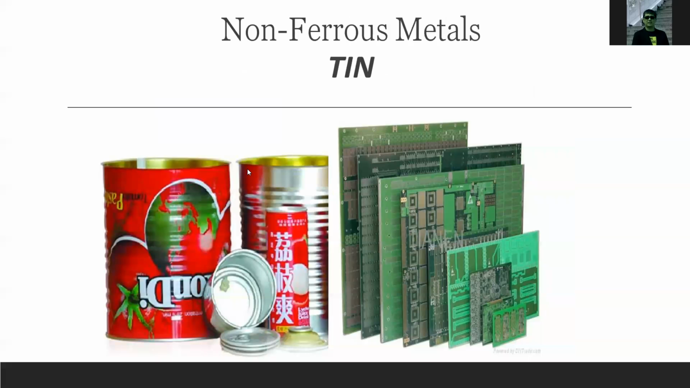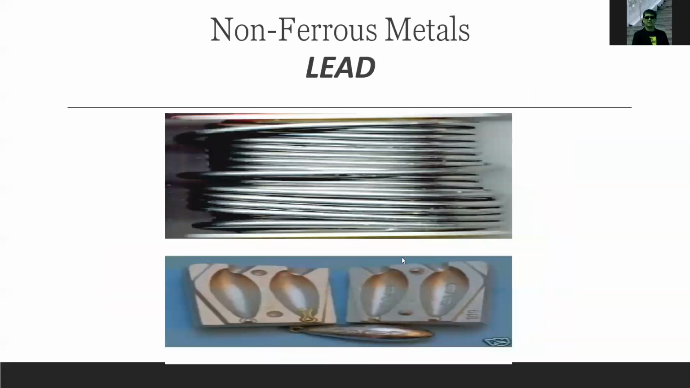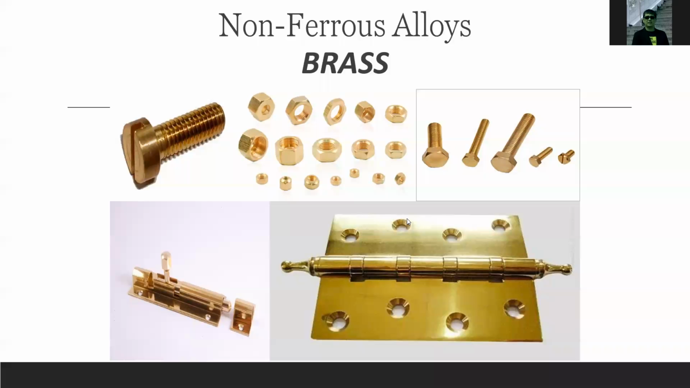Another type of non-ferrous material is tin, which is used for the PCBs and for the tin cans, or for other materials. Lead is also used for this. This is another non-ferrous alloy, lead, and brass. Brass is used for these, sometimes for nuts and bolts.